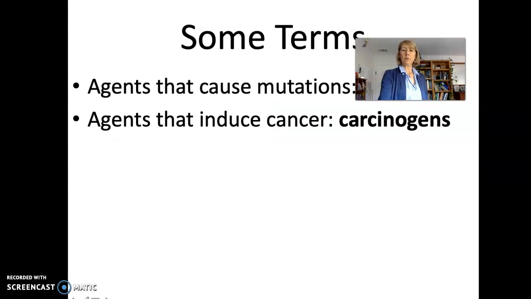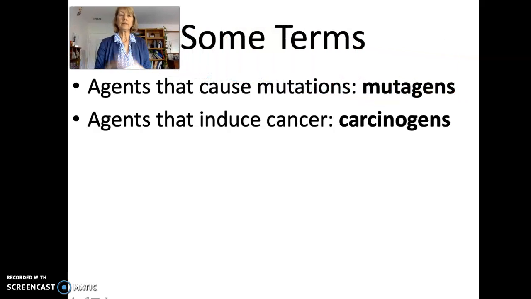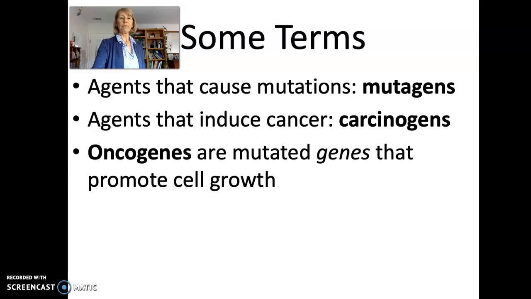So some terms that come up when we study all this are, an agent that causes a mutation in that DNA is a mutagen. So what are the mutagens? I mean, we don't know. If we knew them all, we'd have solutions to this too. A particular agent that induces a cancer, right? Not just some little growth, but a cancer, is a carcinogen. And another term, oncogenes. These are mutated genes that promote cell growth. So this is referring to the gene itself, an oncogene.